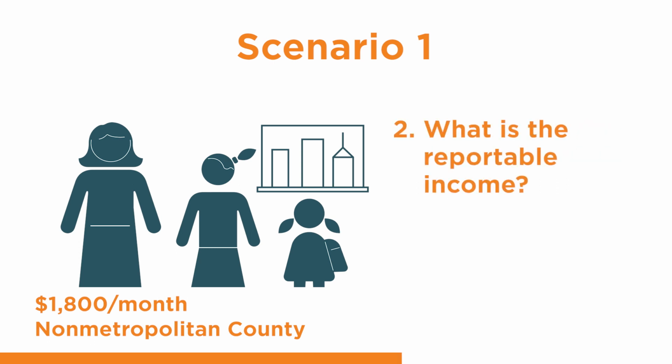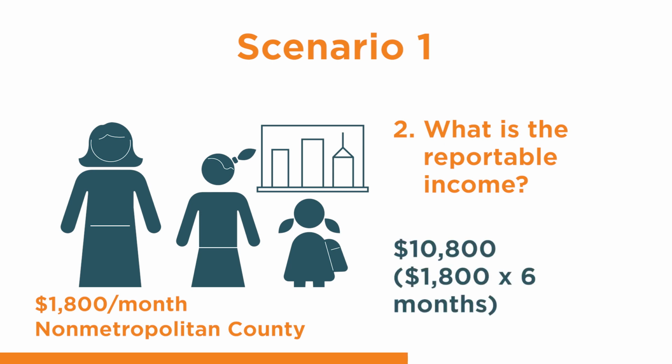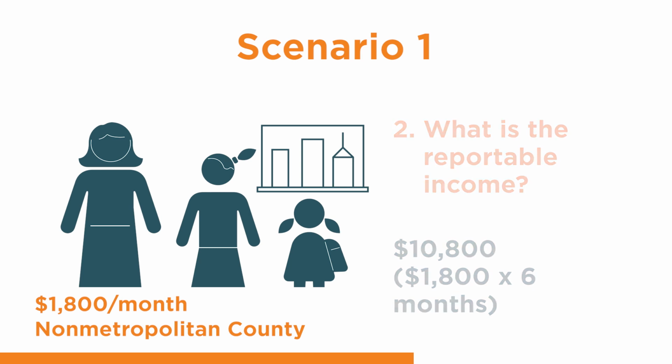2. What is the reportable income? Anne's mother makes $1,800 per month. 1,800 times 6 is $10,800. The only reportable income is the mother's monthly earnings.